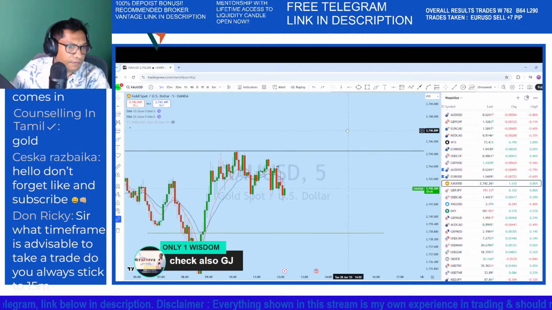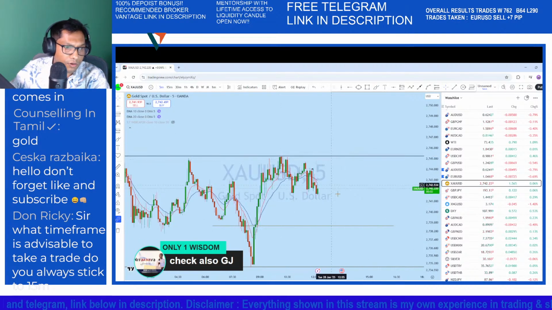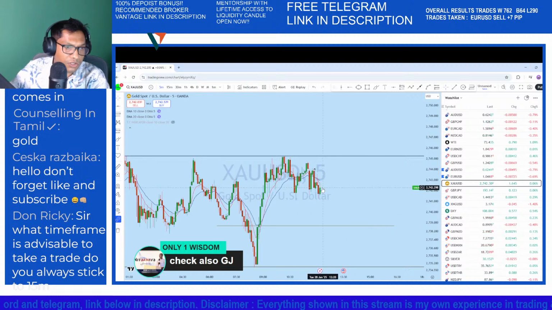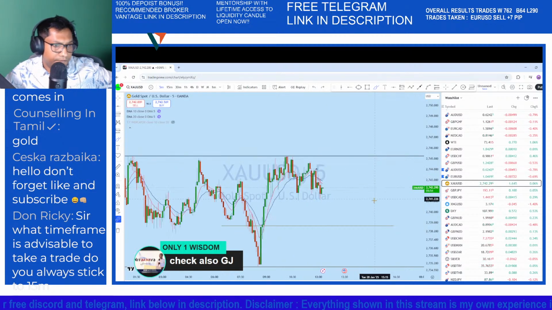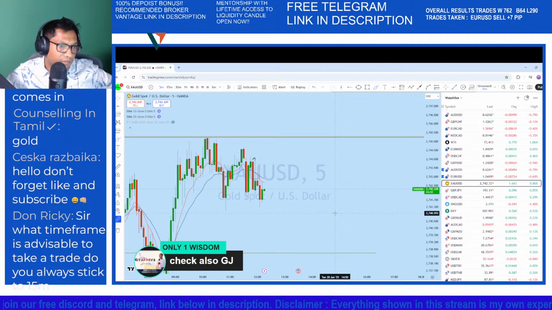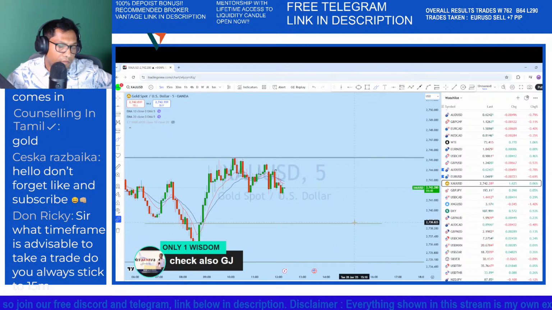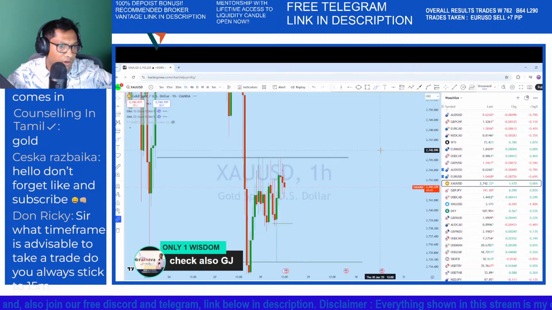Forming a series of lower highs, wanting to see the market come to that support, which is a very important level for our time frame, the 1 hour time frame here.